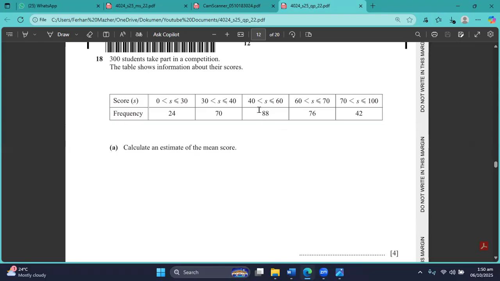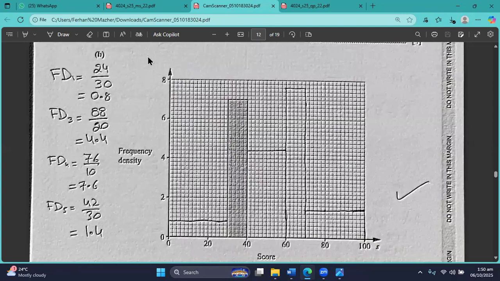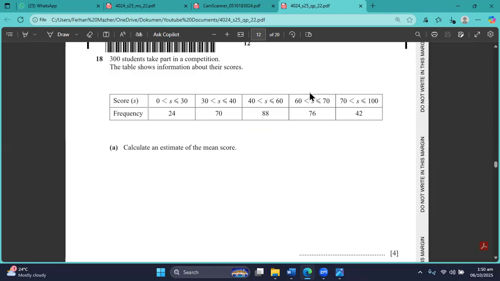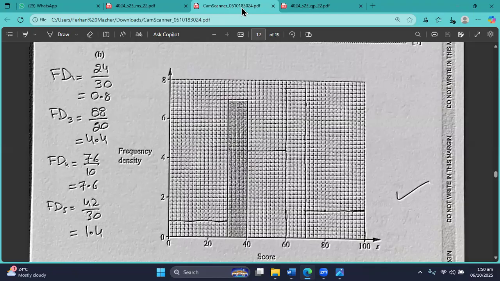For example, the third class here. The class width here is 20, the frequency is 88. So divide the frequency by the class width. 88 divided by 20 will be 4.4. For the fourth class, the class width is 10, 70 minus 60. The frequency is 76. So you divide 76 by 10 and you get 7.6.